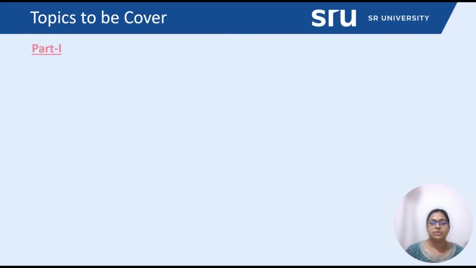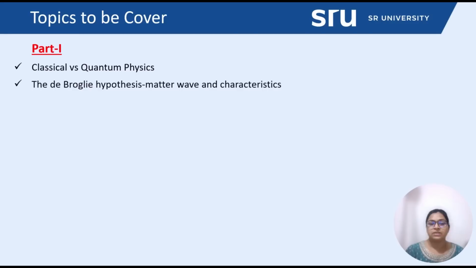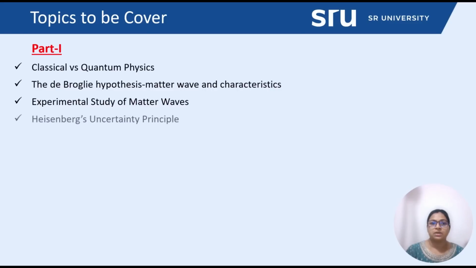In the first part, we will cover classical versus quantum physics, and next the de Broglie hypothesis, from where the main foundation of quantum physics starts: matter, waves, and characteristics. Then we will discuss the experimental study of matter waves, and then the Heisenberg uncertainty principle.